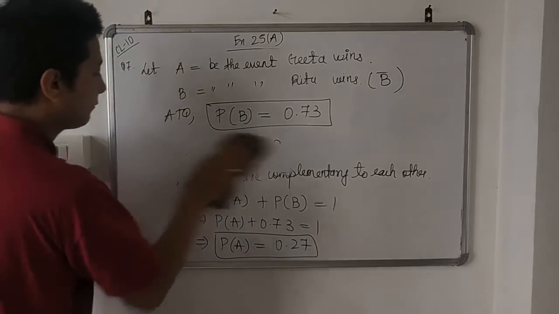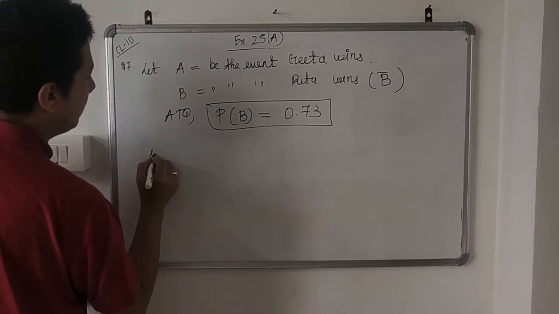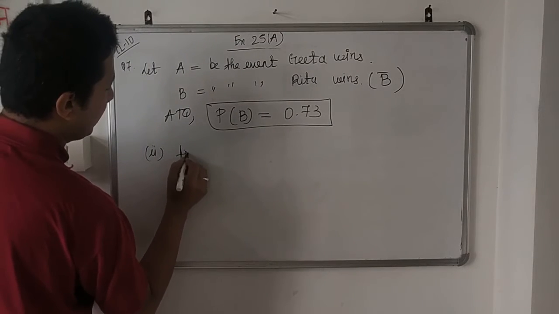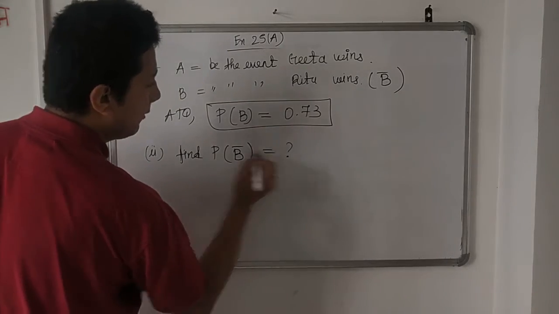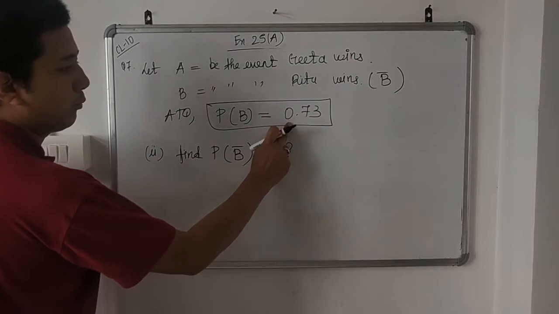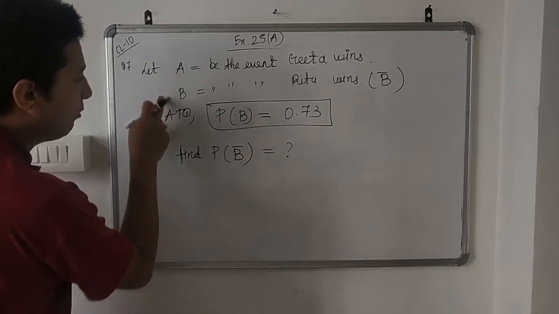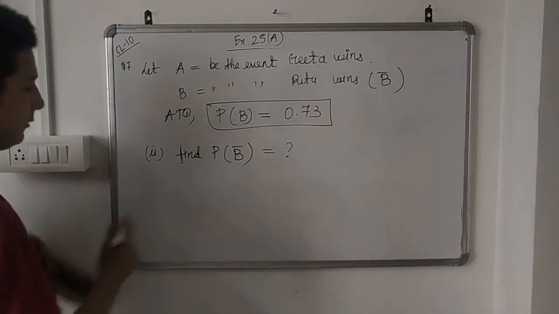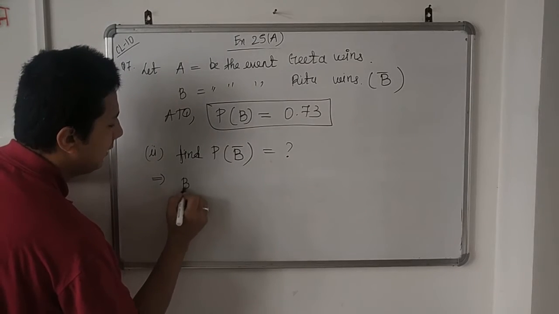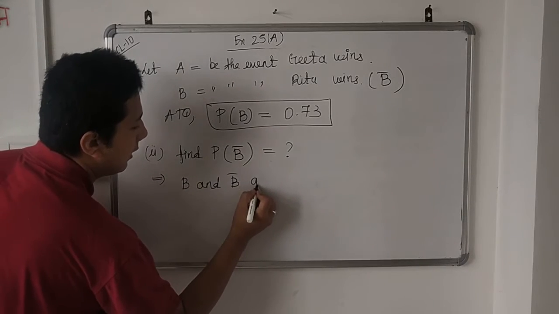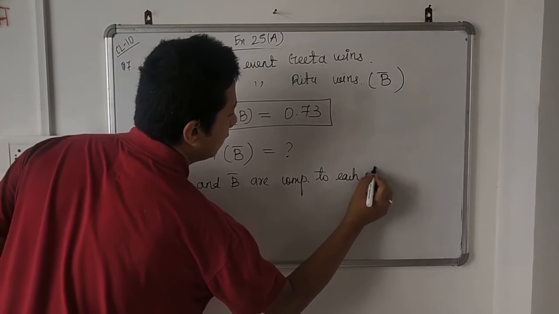Now what we need to find, in number 2, is the probability Ritu loses. We need to find this, okay? And I know that Ritu wins is 0.73. Now Ritu wins plus Ritu loses, these two are complementary to each other. Alright? So please make a note of that. B and B dash, right out here. This implies B and B dash are complementary to each other.